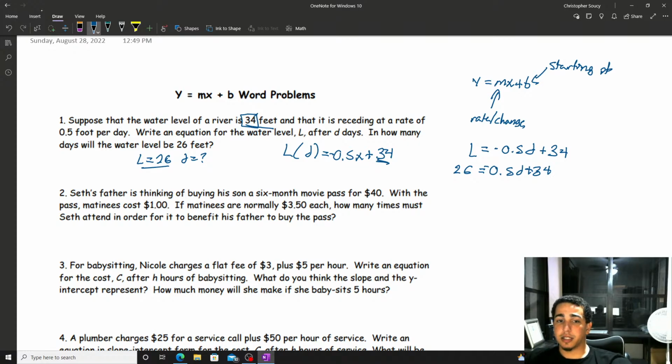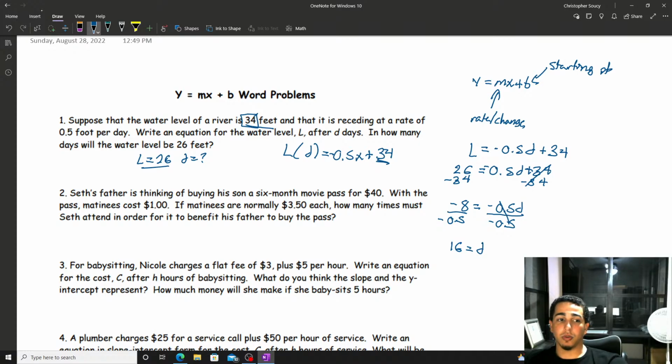So our first step to get D by itself is to subtract 34 on each side. On the left side, 26 minus 34 is negative 8, and this is going to be equal to negative 0.5 D. And this positive 34 and minus 34 cancel each other out. Then to get D by itself, we have to divide by negative 0.5 on each side. Negative 8 divided by negative 0.5 is going to be positive 16, and this is what equals D.